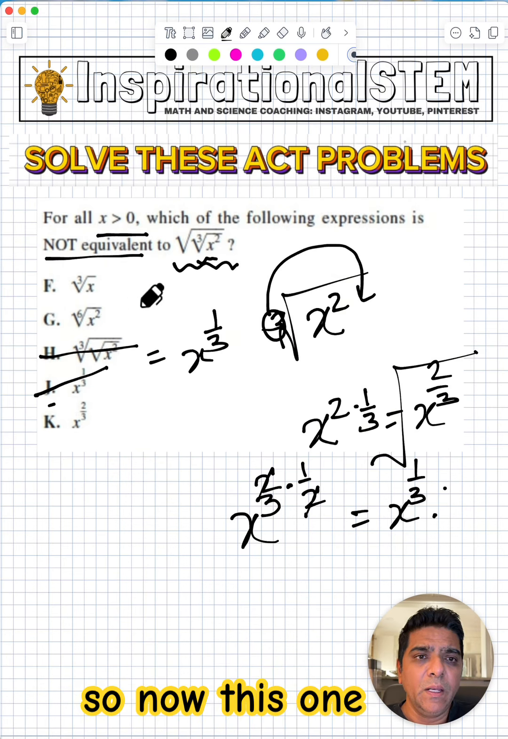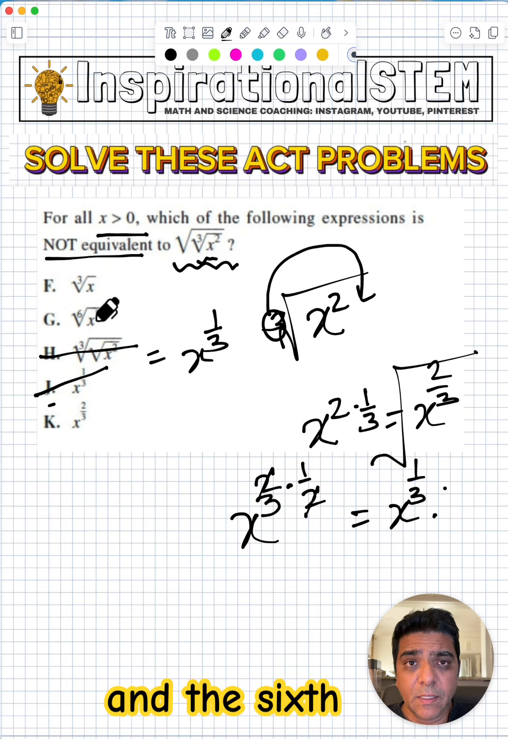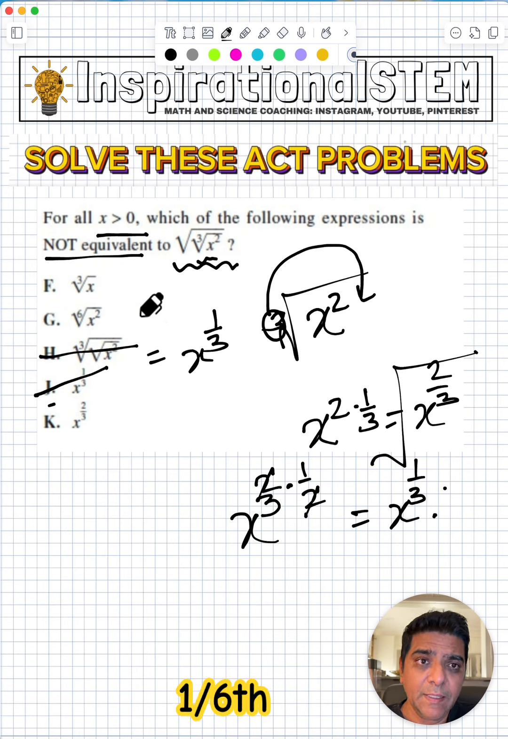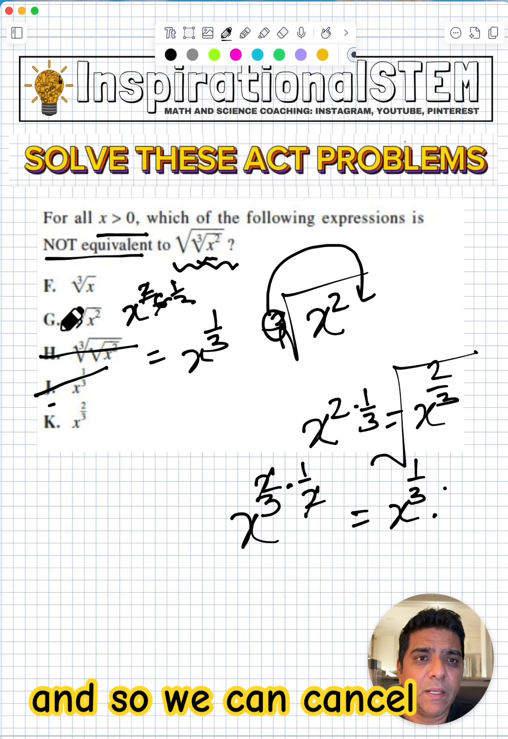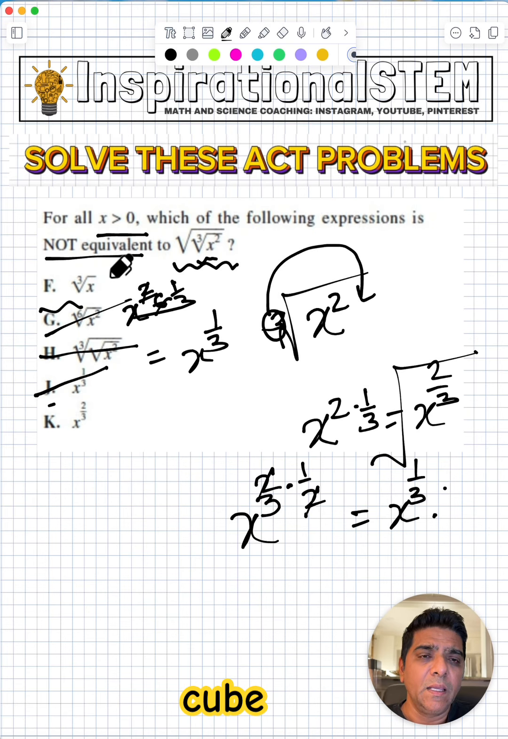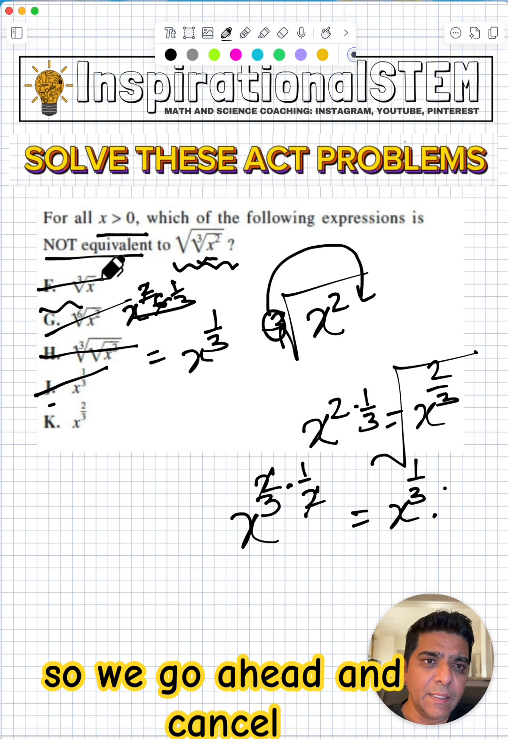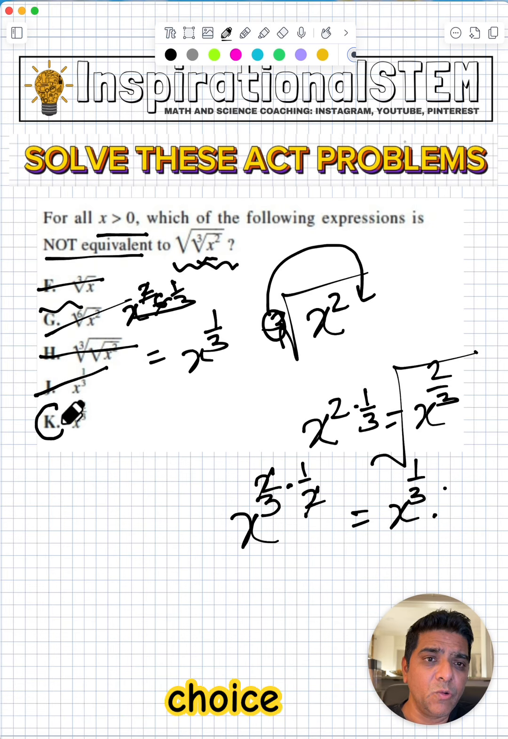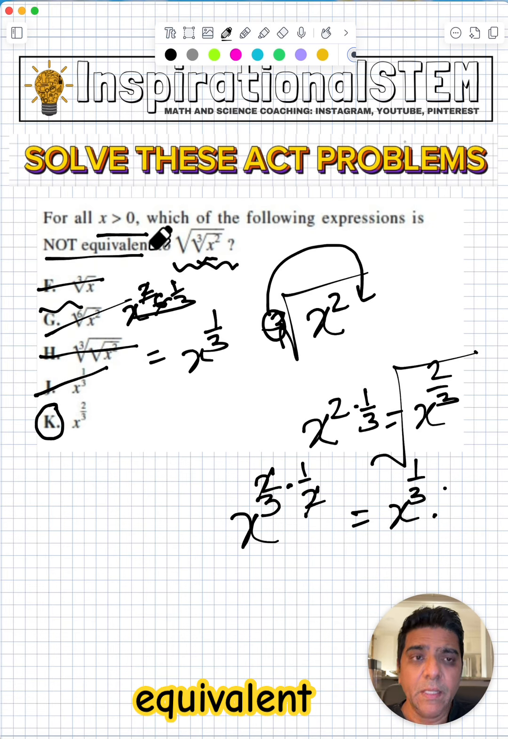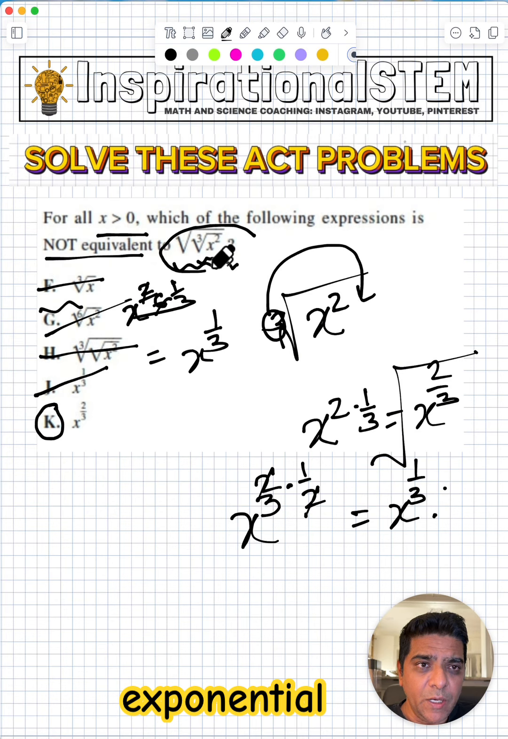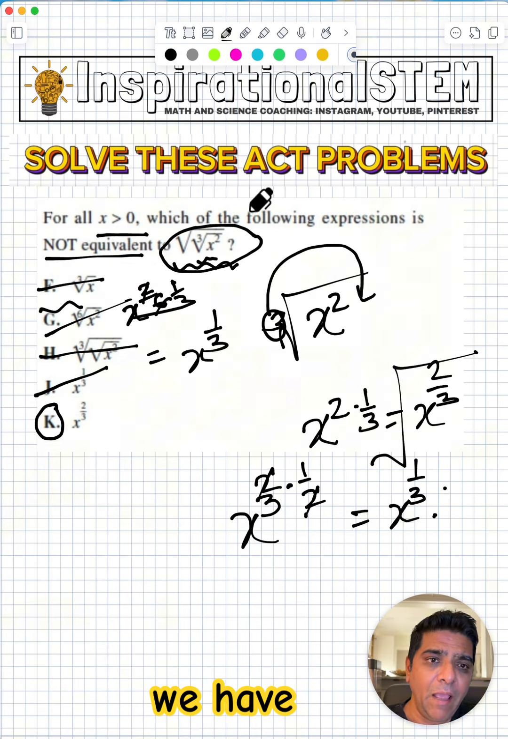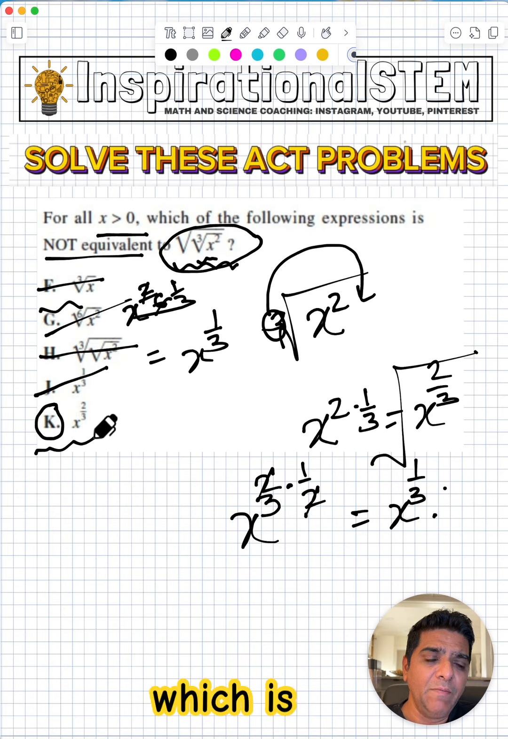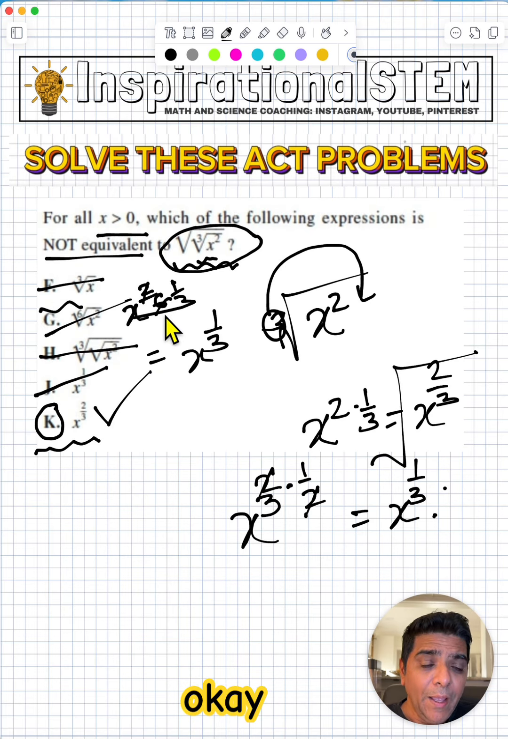Okay, so now this one is x squared, and the 6th root means it's 1/6. So we can write this as x to the 2 divided by 6. So that's x to the 1/3 as well, and so we can cancel that. And of course this cube root is x to the 1/3, so we can go ahead and cancel that as well. So our choice that is not equivalent to this exponential expression that we have is choice K, which is our final answer. Okay, all right.